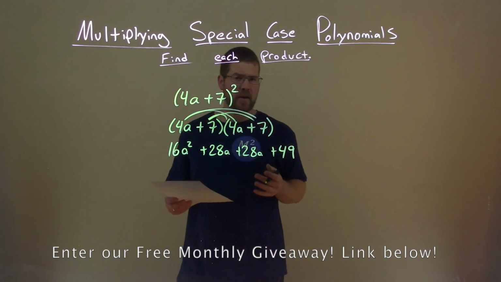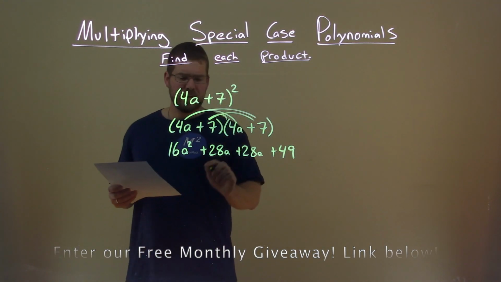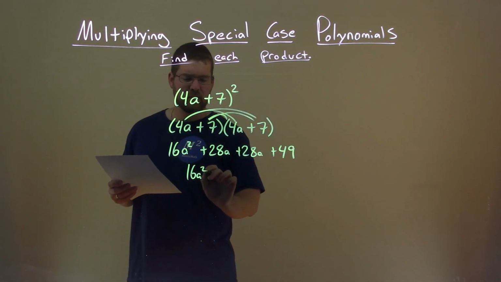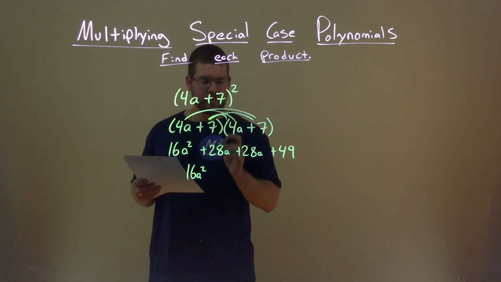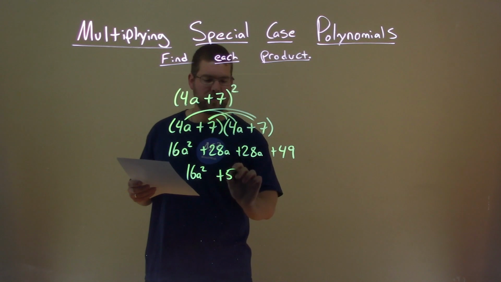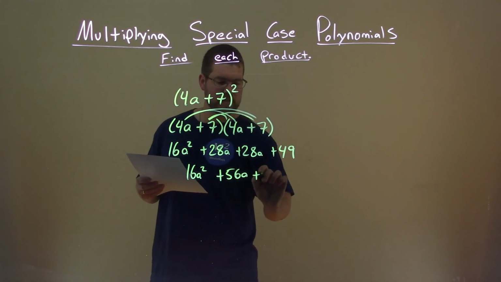Alright, so now we have to combine our like terms. 16a squared, well, nothing else is squared, so we bring that down. 28a plus 28a becomes 56a. So we add a 56a. 49 just comes down.